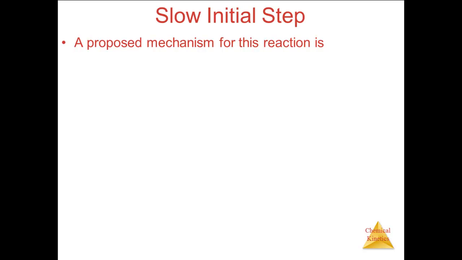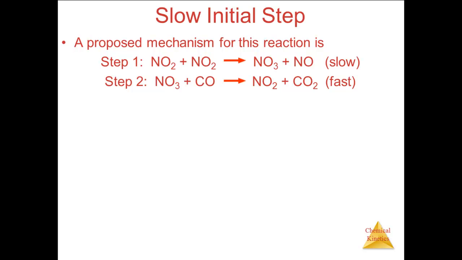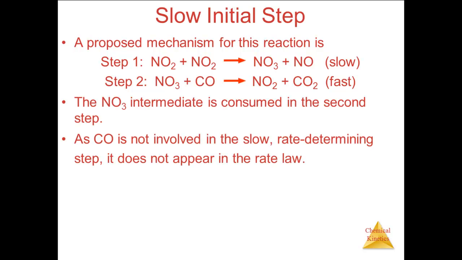A proposed mechanism involves 2 steps. Step 1: 2 NO2 molecules collide, creating NO3 and NO. This is a slow step. NO is one of the product molecules, and NO3 is an intermediate. In the second step, the intermediate NO3 reacts with the CO, making CO2 and NO2. This is a fast step. Since the CO is not part of the slow step, its concentration does not affect the rate of the reaction, and it does not appear in the rate expression.